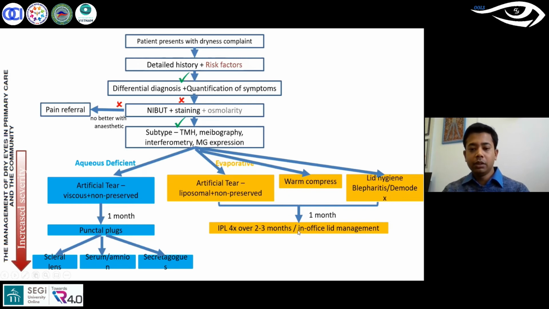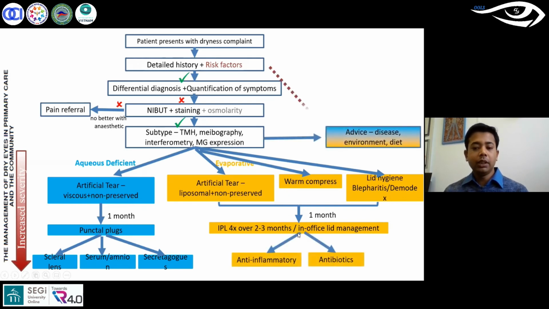And if it's still not working, or it's partially working, we next need to go for anti-inflammatory or antibiotics, depending on what type of disease and how it is progressing, so I need to co-manage. I think this is the overall management of dry eye and the evidence we currently have.